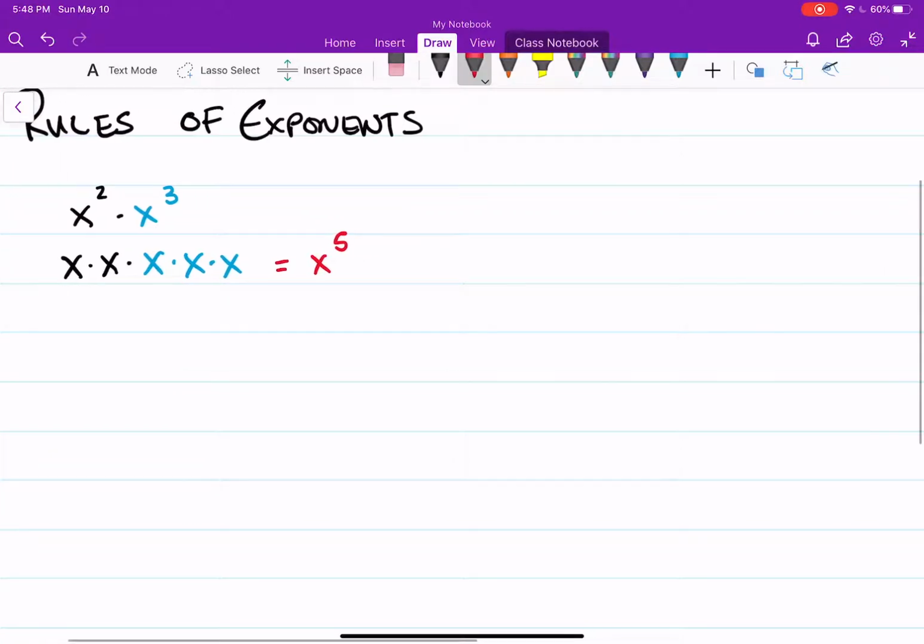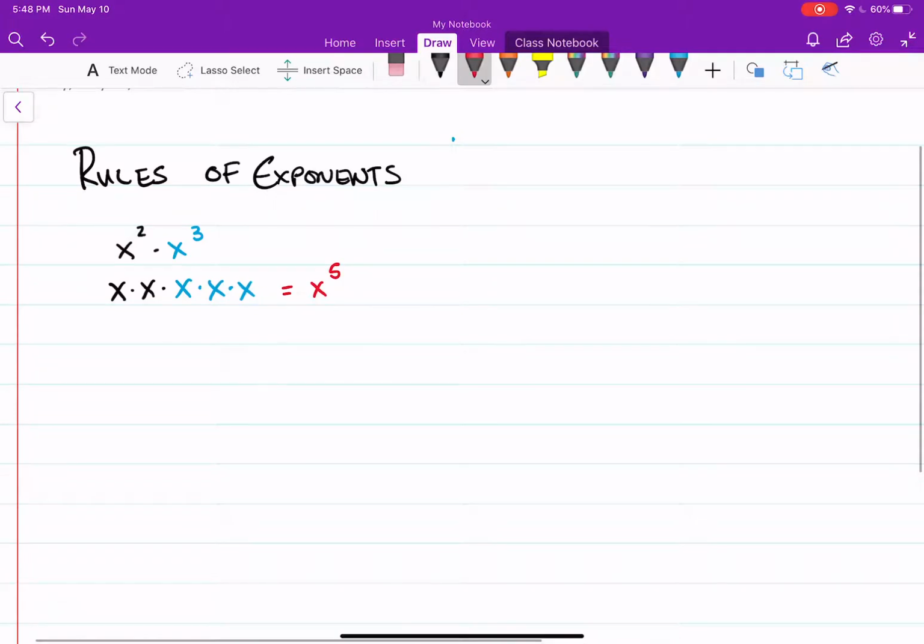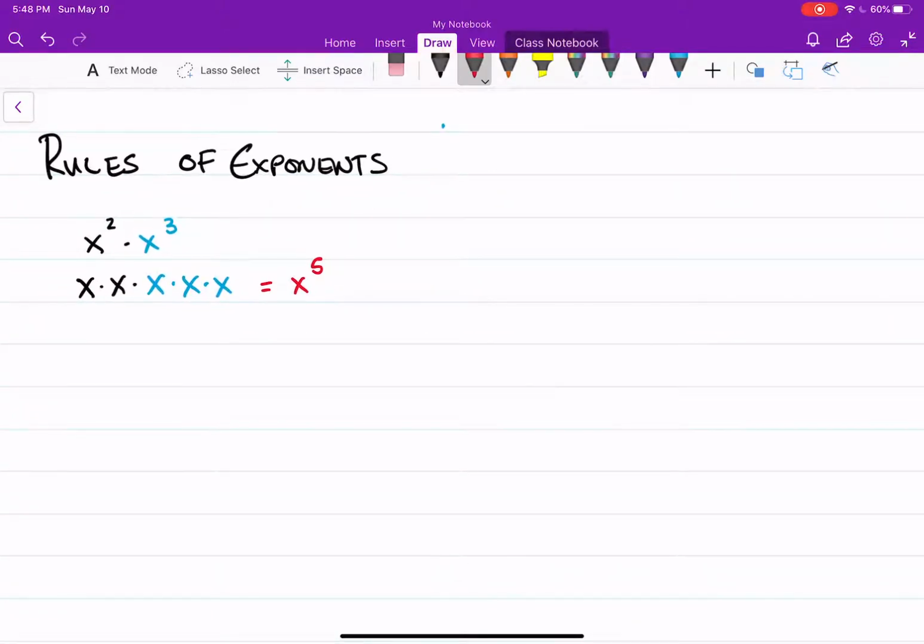So the question is, what did I do with the 2 and 3 to get 5? That's right, I did add them. So if I have a to the m times a to the n, in other words, same base, different powers, I add the 2 powers, okay?